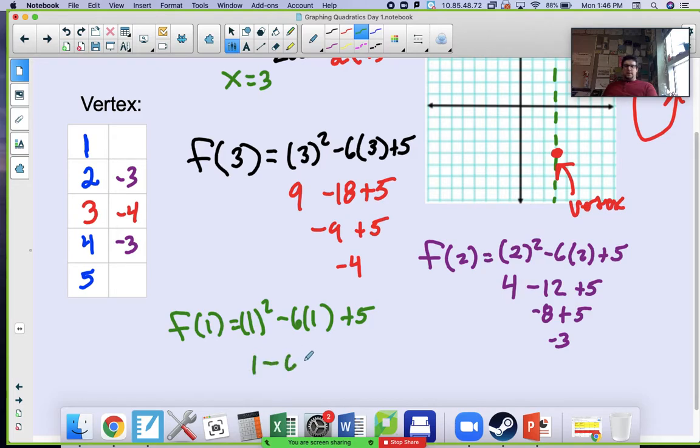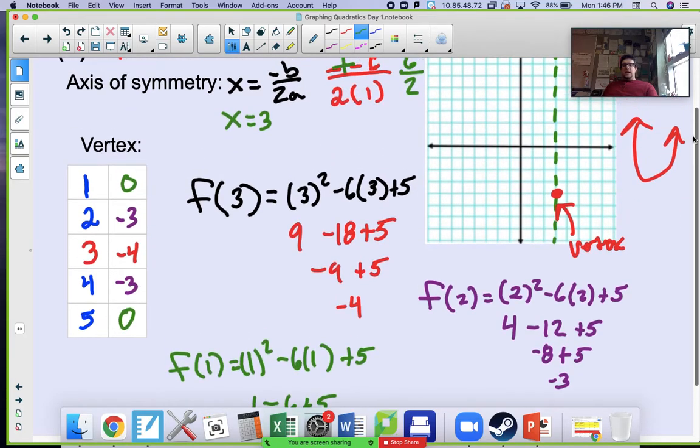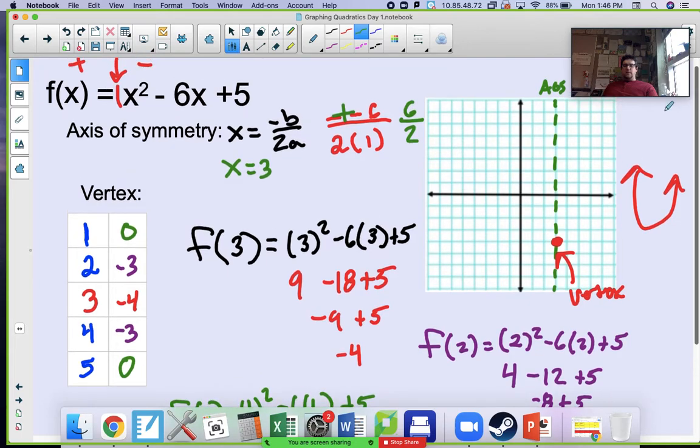That's 1 minus 6 plus 5. That is 0. It takes 5 points to accurately graph a parabola. There's our 5: 3, negative 4; 4, negative 3; 5, 0. We also have negative 2, 3; 1, 0. We can see those symmetrical dots on either side of our axis of symmetry.